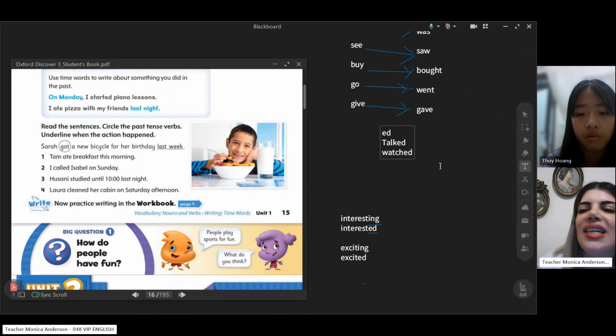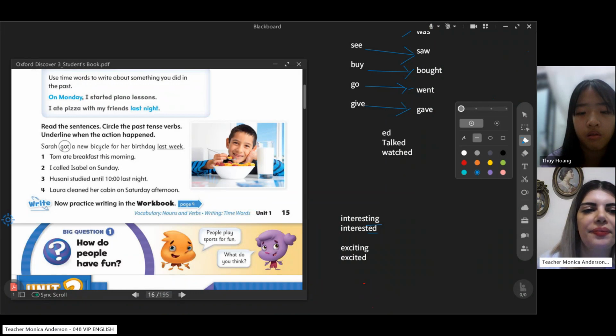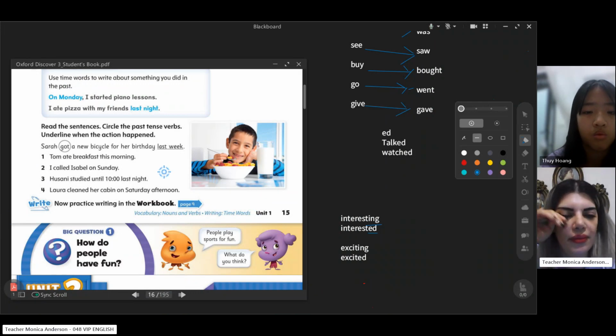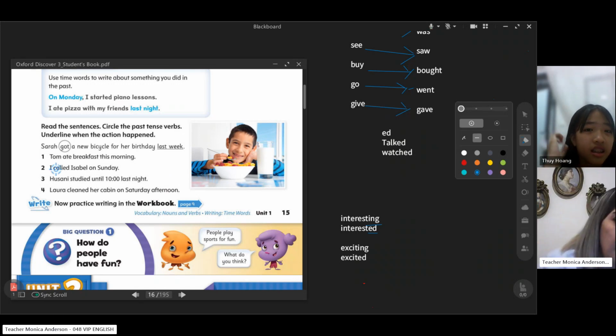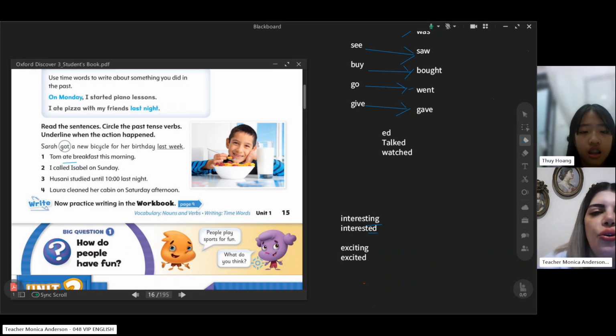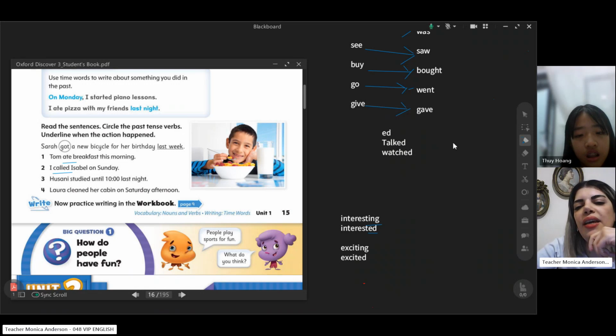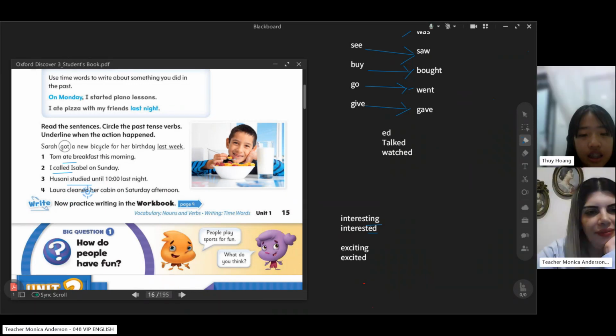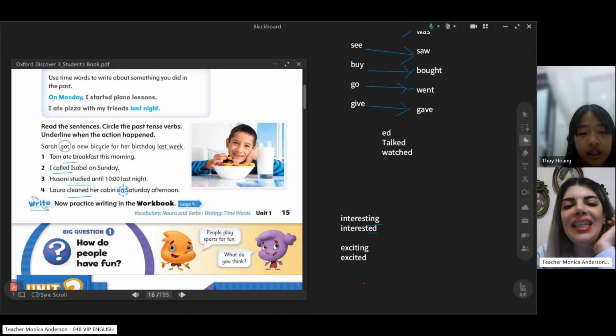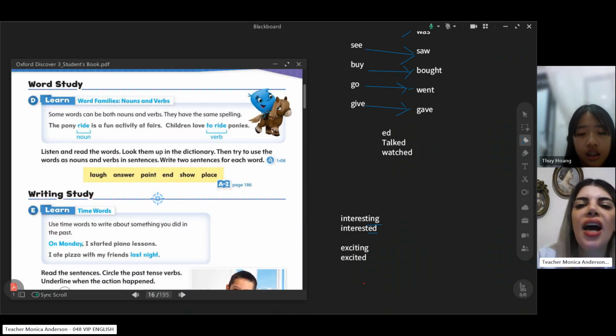Tell me which word is the past tense. Number one. It. Very good. Two. It's cold. Cold. Very good. And number three. Studied. Very good. And the last one. Cleaned. Excellent. Cleaned.